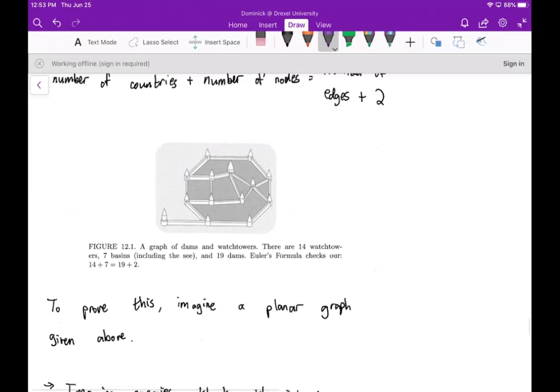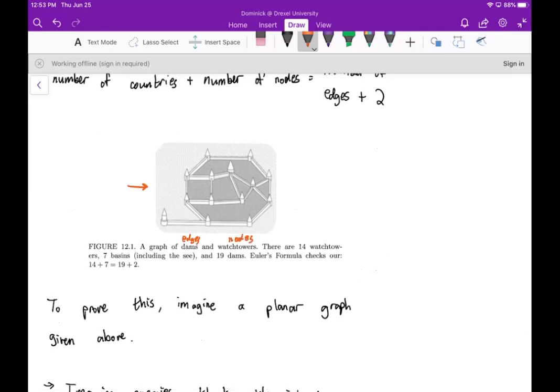Okay, now to prove this, we're going to imagine that we have this planar graph considered right here. Right? And the idea is that we're going to consider this to be a graph of dams and watchtowers, where the dams are the edges and the watchtowers are the nodes.